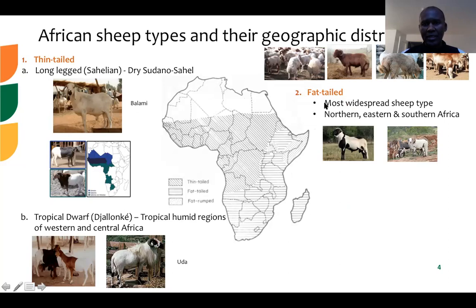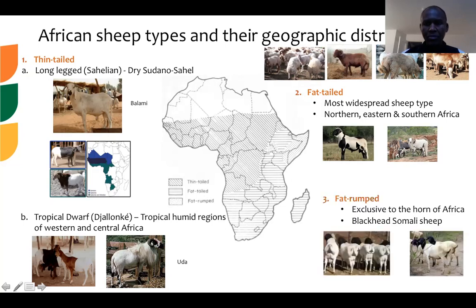This sheep is interesting in the sense that it depicts a very large variation in the tail morphotype, as you can see from these sheep from North Africa, these ones from East Africa, and the ones from Southern Africa. The third large group of sheep in the African continent is the fat rump sheep, and these are exclusively found in the Horn of Africa region, where they are commonly referred to as blackhead Somali sheep. This name is derived from the fact that they exhibit a very special or unique phenotype in the form of a black head and a white body. The genetic basis of these traits has not been investigated so far.